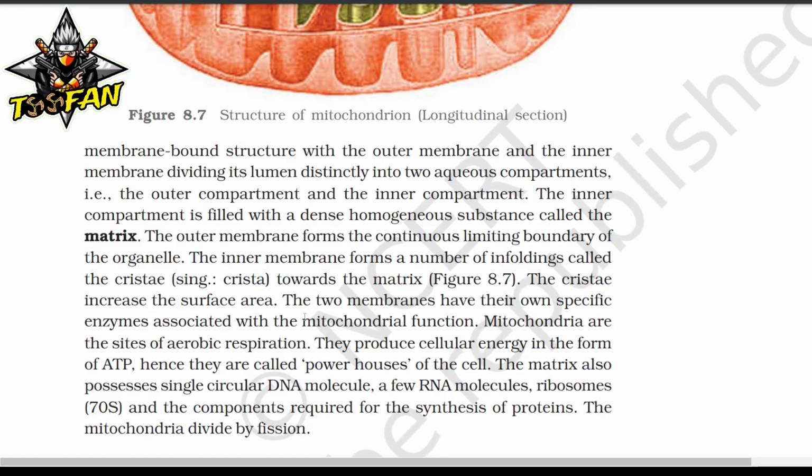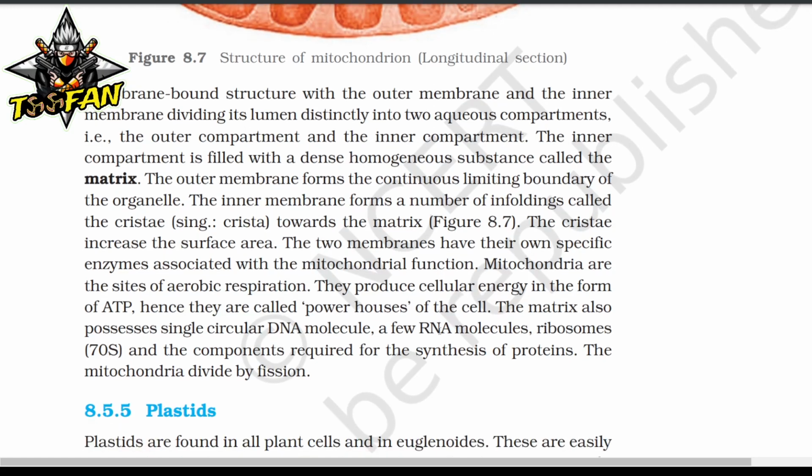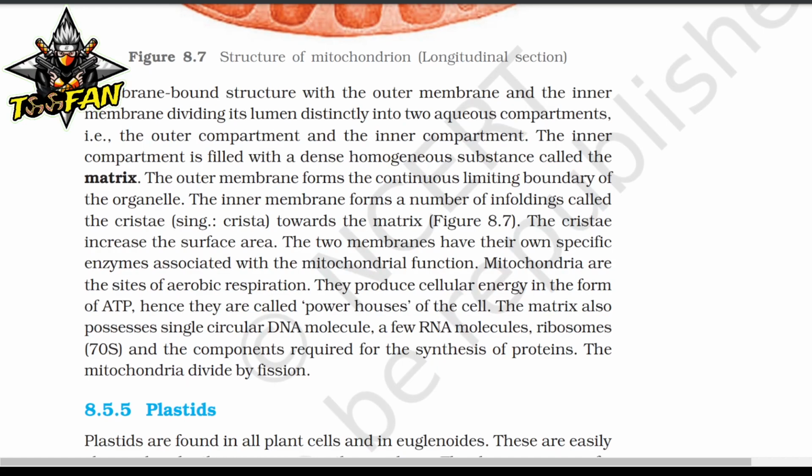The two membranes have their own specific enzymes associated with the mitochondrial function. The mitochondria are the sites of aerobic respiration. They produce cellular energy in the form of ATP. Hence, they are called the powerhouse of the cell. The matrix also possesses a single circular DNA molecule, a few RNA molecules, ribosomes (70S), and the components required for the synthesis of proteins. The mitochondria divide by fission.